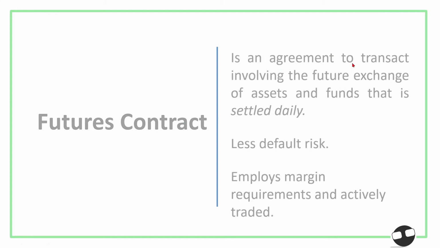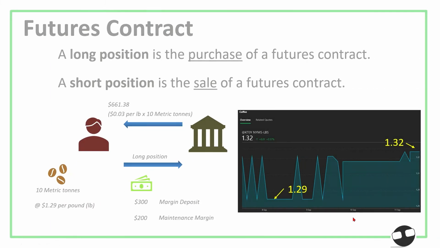So the last one is the futures contract. Now, it's an agreement to transact involving the future exchange of assets and funds that is settled daily, with less default risk, and it actually employs margin requirements and is actively traded. In a futures contract, a long position is the purchase of a futures contract, and a short position is the sale of a futures contract.